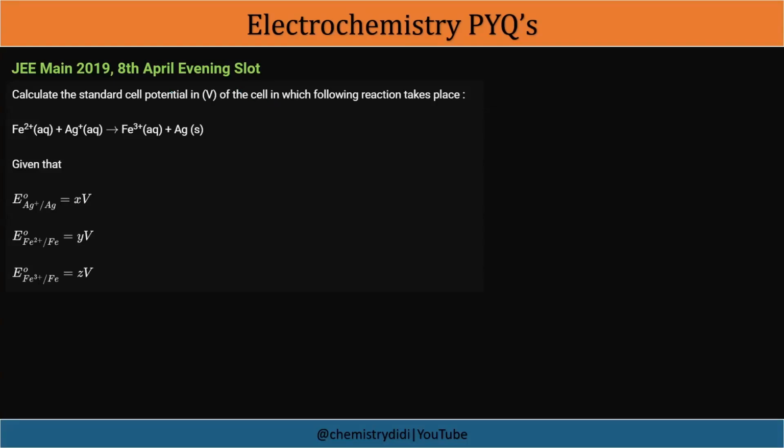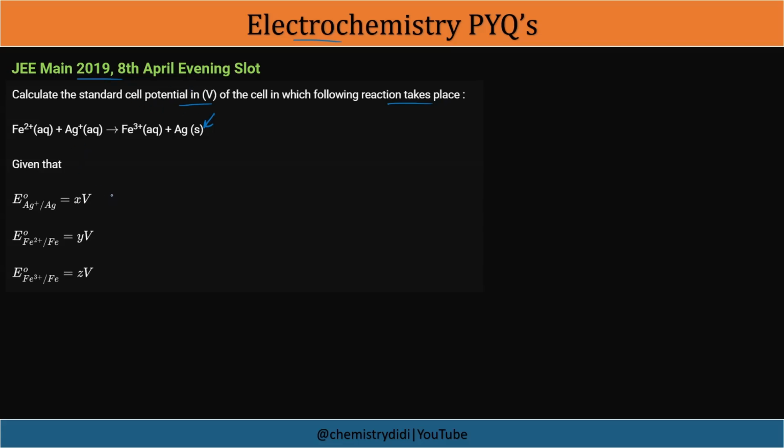Hello everyone, let's try to solve this particular question from electrochemistry. This question came in JEE in 2019, 8th April. Here they are asking us to calculate the standard potential in volts of the cell in which the following reaction takes place. So for this reaction, we need to find out the standard cell potential.